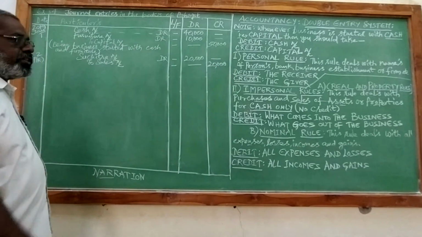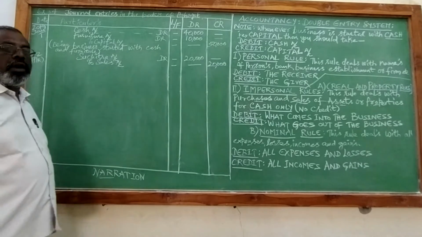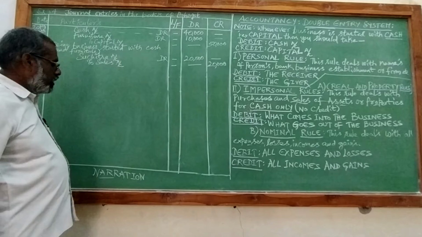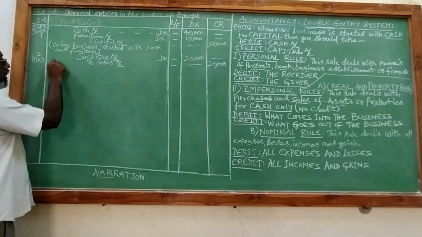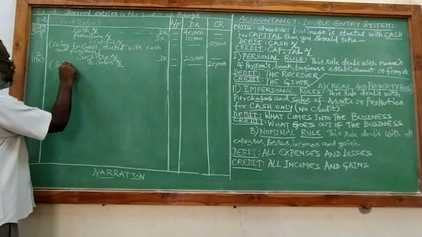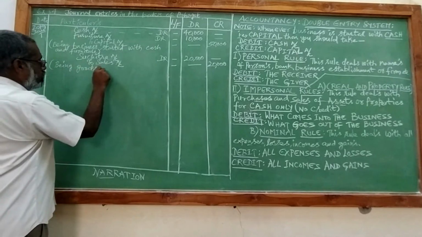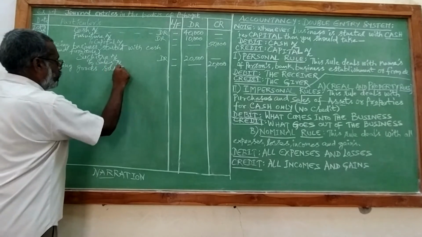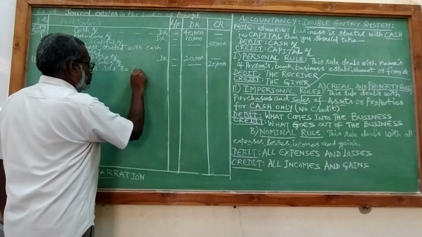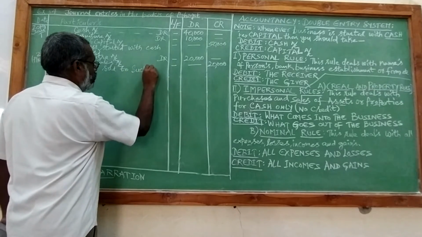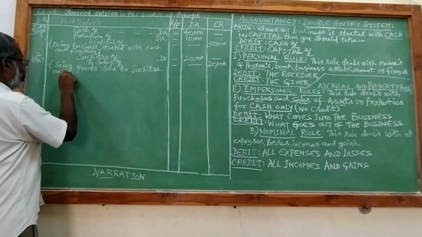After writing this journal entry, we will write a statement for what purpose we have written it. That statement is called narration. It will start with the word being: Being goods sold to Suchitra on credit.